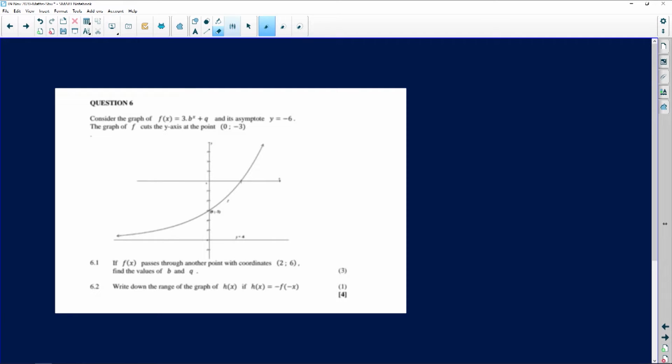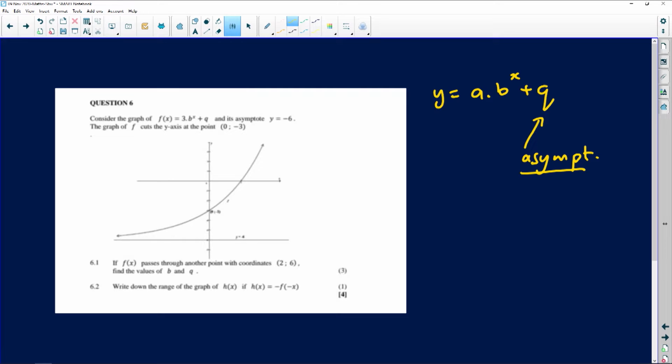Now, the basics of an exponential graph are not that complicated, right? You should know by now that if somebody says y is a times b to the power of x plus q, that this number here is the asymptote of the graph. So if you've seen it before and you know this, you shouldn't have any problems.